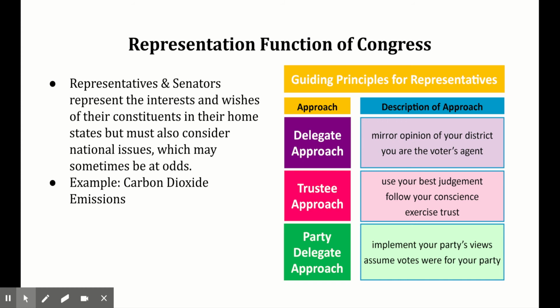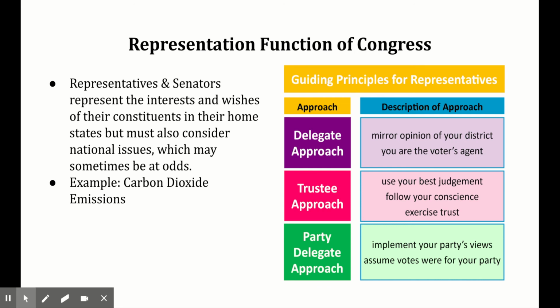What that means is, if we go back to the slide where I showed you our senators, Todd Young and Mike Braun from Indiana, they're responsible for going to the U.S. Senate and representing Hoosiers, right? We're Hoosiers here in Indiana. They're responsible for representing our interests and our wishes in Indiana.